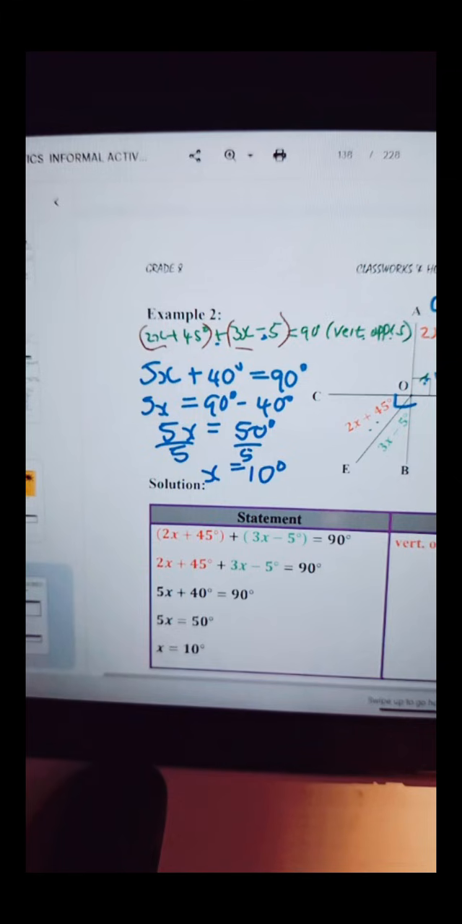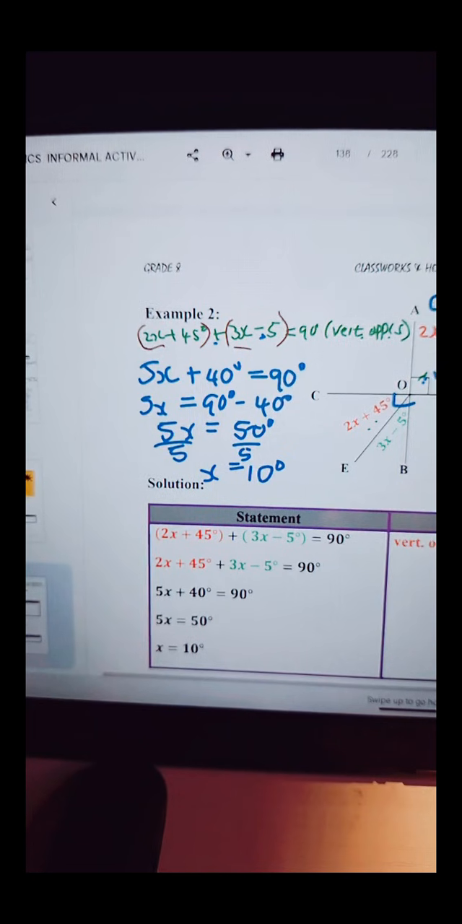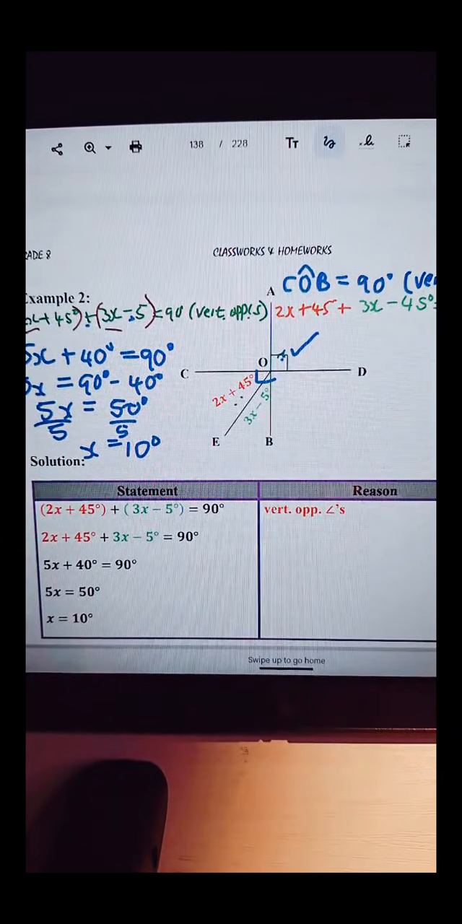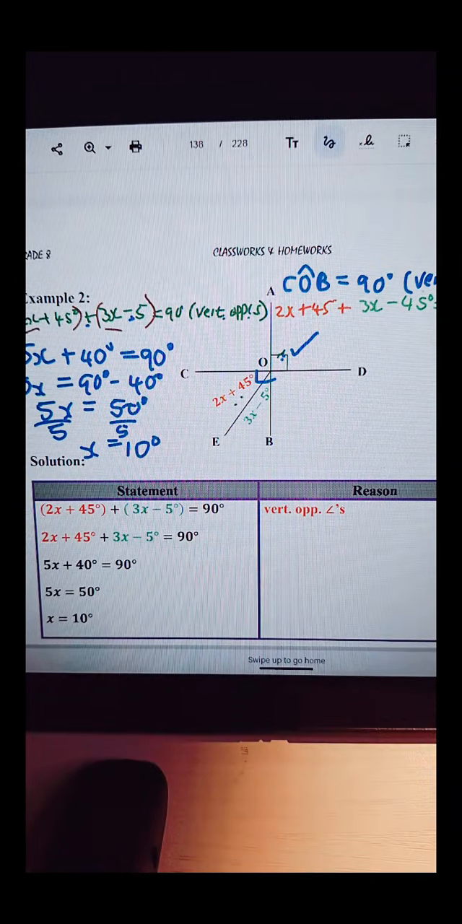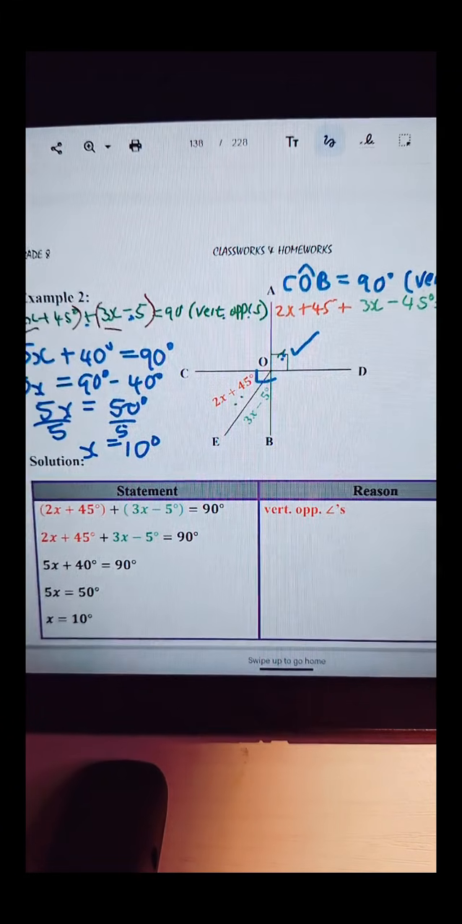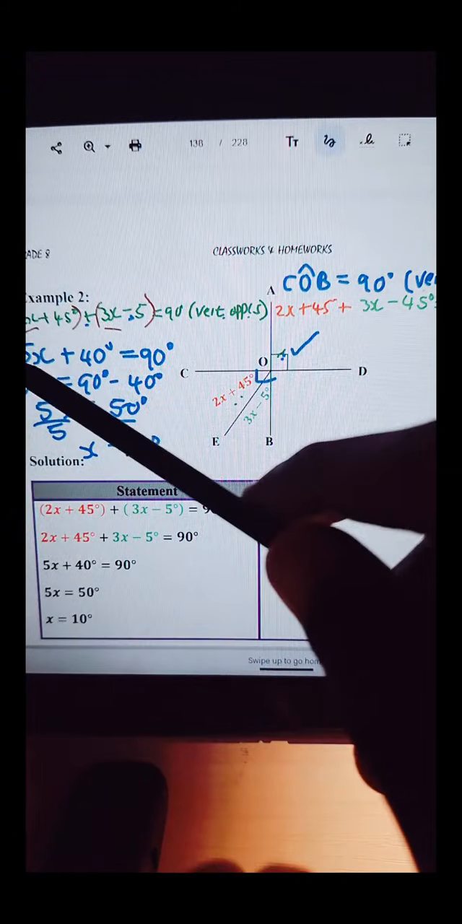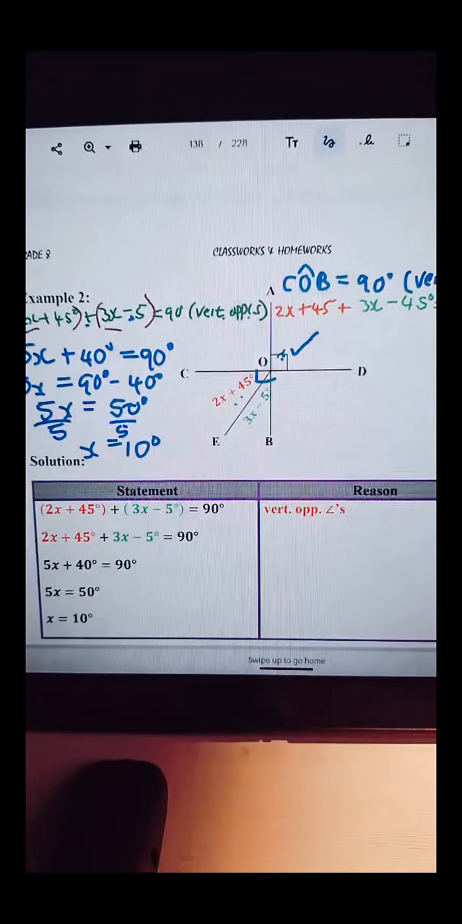I really appreciate it. So x is equal to 10, guys. x is equal to 10. So you can see what they did there. x is equal to 10. Okay, so here is the sort of logical reasoning. If you look at it from the stance of straightforward 2x plus 45 plus 3x minus 5 degrees is equal to 90.